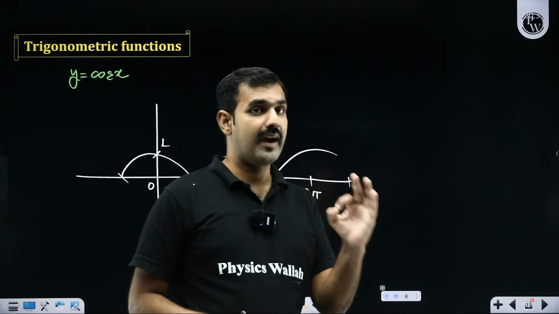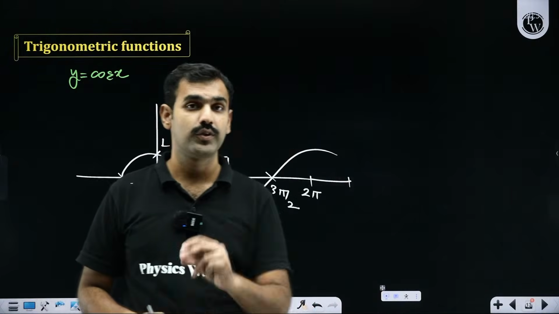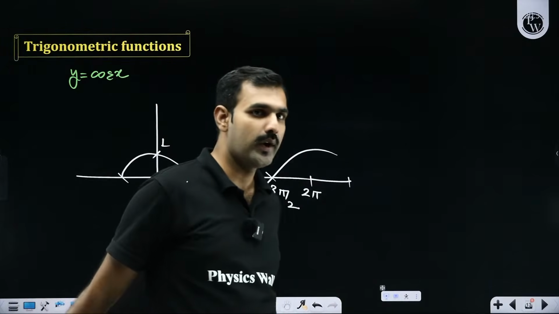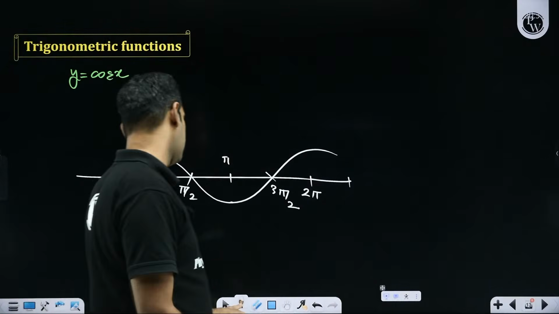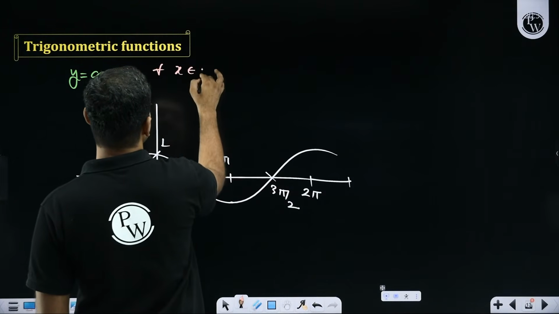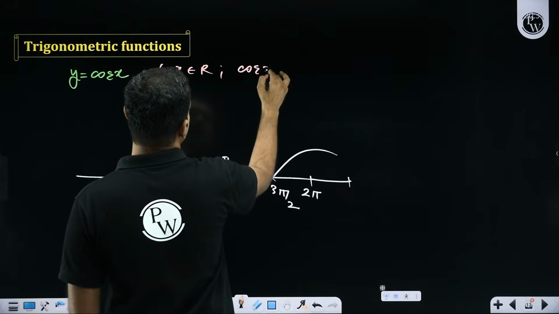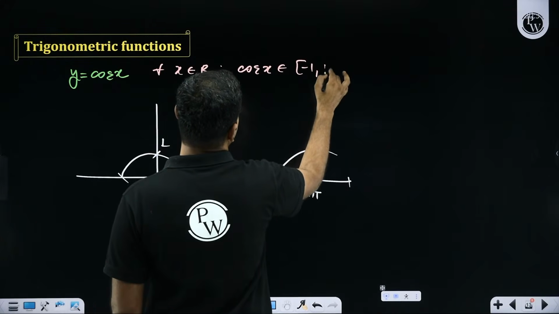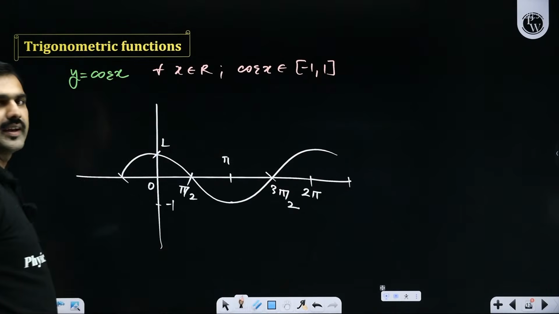So I hope while I was mentioning these angles and their values, you must have cracked what I am talking about. First of all, I hope I need not tell you that here again, x can take any real value and cos x still lies between minus 1 and 1. Everybody agrees with me on this?